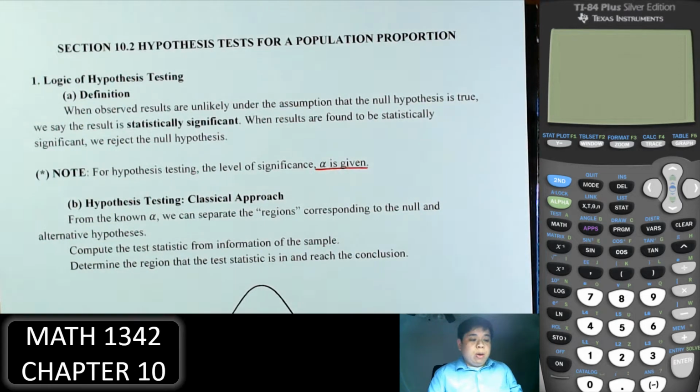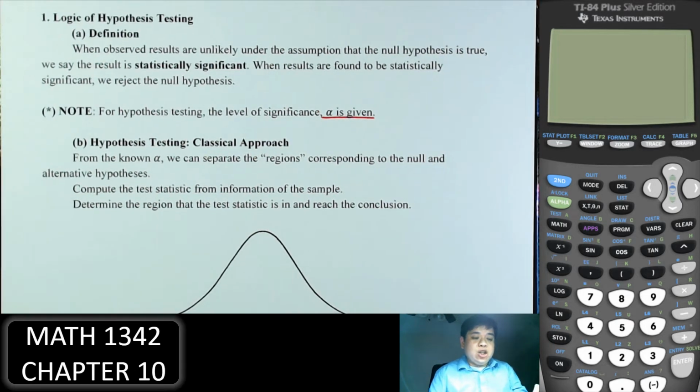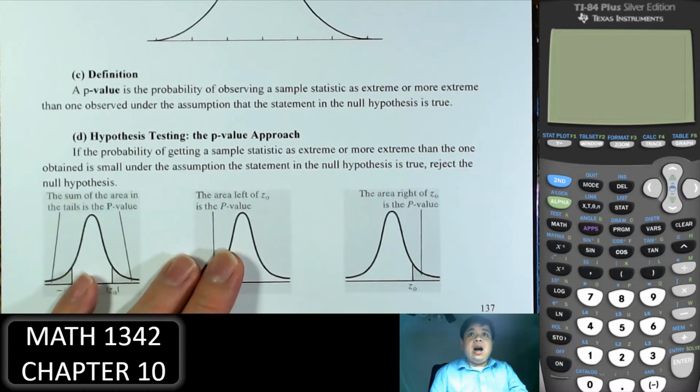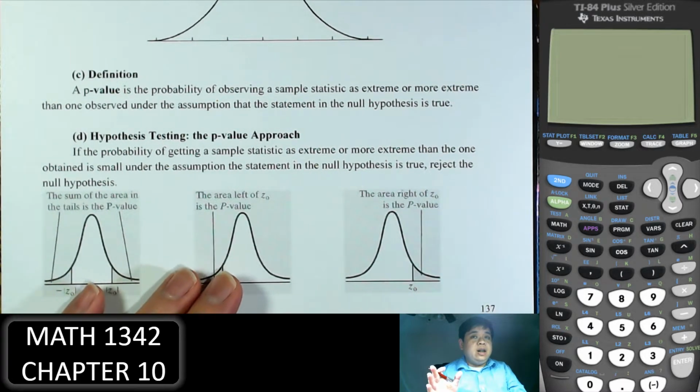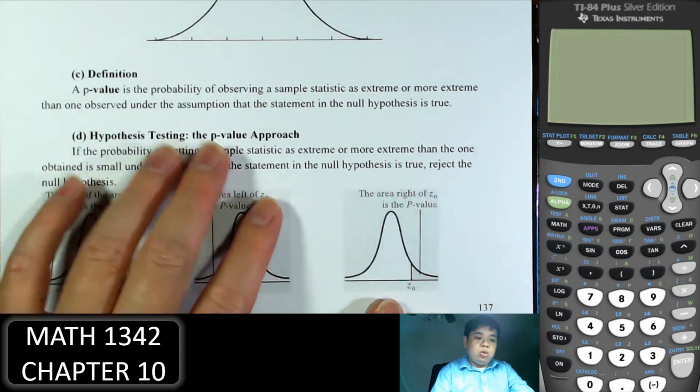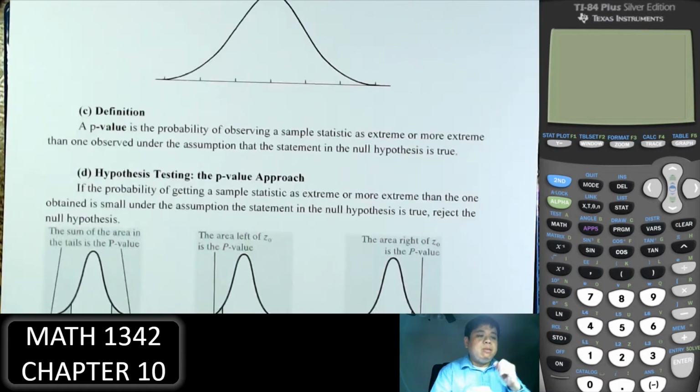So there will be two approaches. One is the classical approach, and the other one is the p-values approach. In this class, we have a calculator, so it is easy to use the p-values approach. So we stick with the p-values approach, but I will explain both.